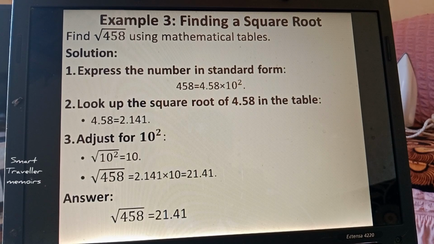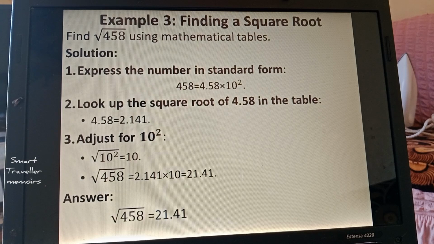Express the number in standard form. So it will be 4.58 times 10 squared. Remember, you move the decimal point so that the number lies between 1 and 10. If you move the decimal point of 458, which is at the end, it will land between 4 and 5. And since it has moved 2 steps, the power of 10 will be 2. The power of 10 is the number of steps the decimal point moves.